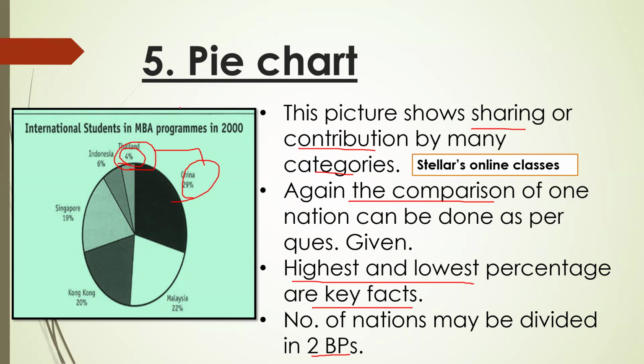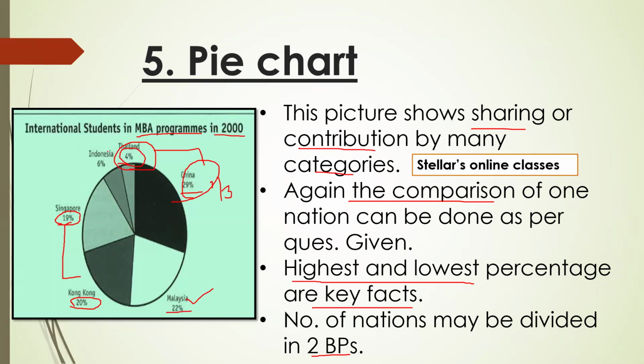So how can you explain? You can say that near about 29%, that is one third, right? International students from China were interested in MBA programs in 2000, while the students were 7% less in Malaysia, right? After that, you can say that in Singapore and Hong Kong, almost the same percentage was found for the MBA program, because there is only 1% difference. So you can say almost the same, right?